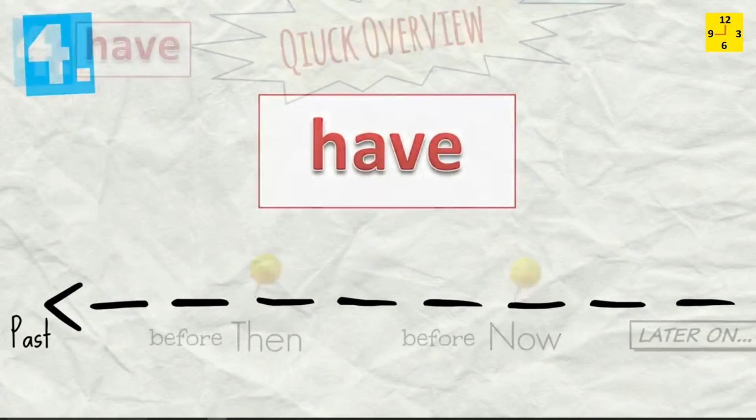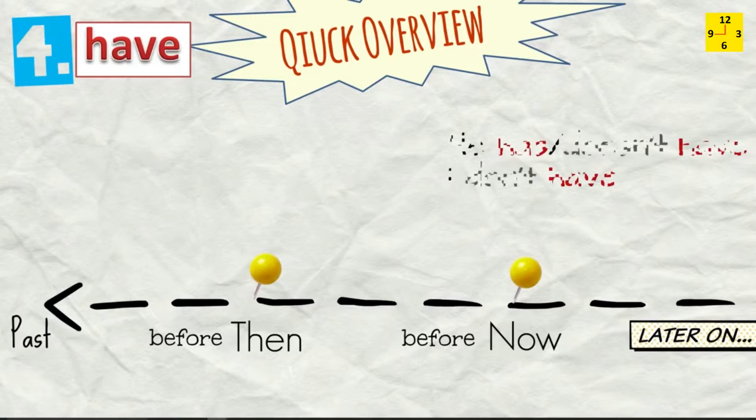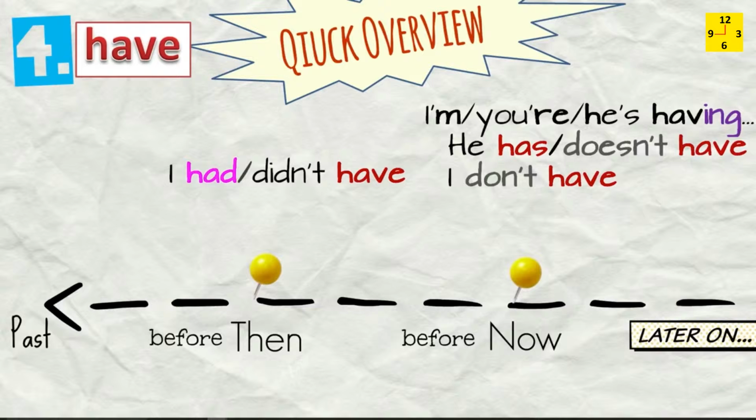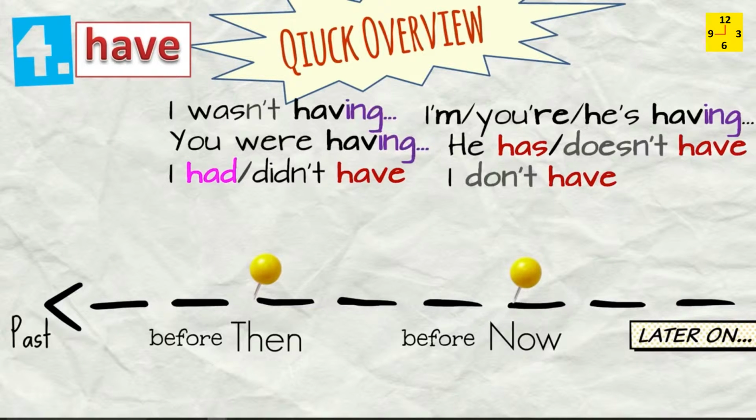Have. Quick overview. He has or he doesn't have. I have or I don't have. I'm having, you're having, he's having. I had or I didn't have. I wasn't having, you were having.